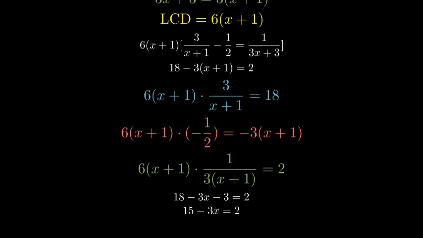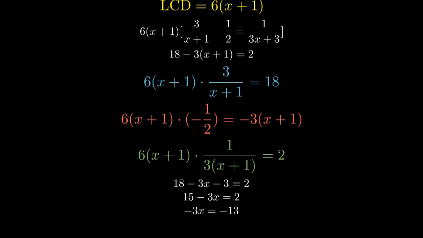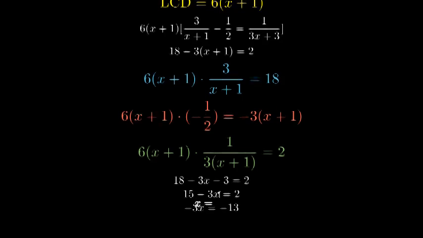Subtract 15 from both sides. This gives us negative 3x equals negative 13. Finally, divide both sides by negative 3. This gives us x equals 13/3.